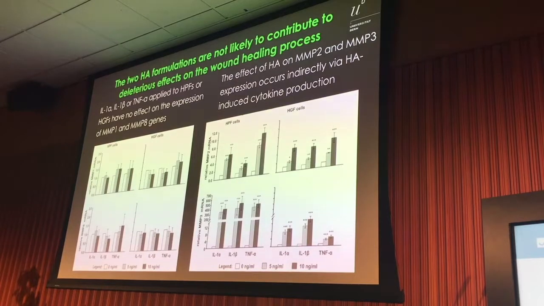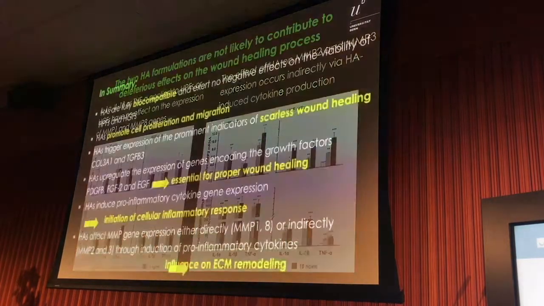And this is also in line with what Dr. Myron said before. We didn't see any cell death in our experiments. And now if you look again at MMP1, MMP2, IL-1 alpha, beta, and TNF-alpha, you see again the differences. This is, of course, also depending on the concentration, but all results pointed to an effect that may trigger wound healing.